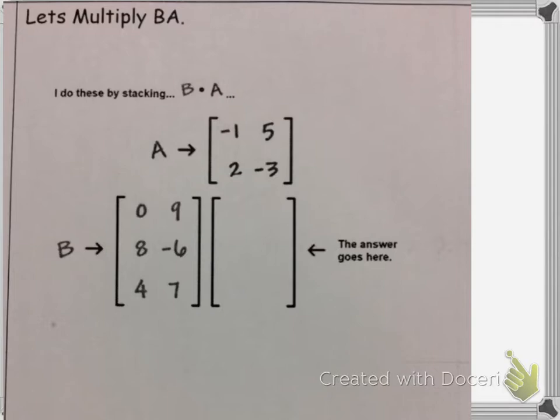Order does matter. We have to do it in the order that they write it down for us. So this asks us to multiply B times A. Those bells are kind of annoying today. So let's multiply B times A.